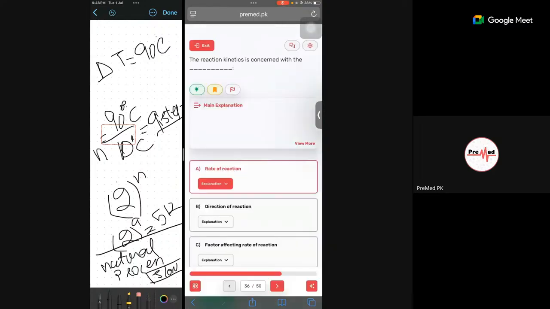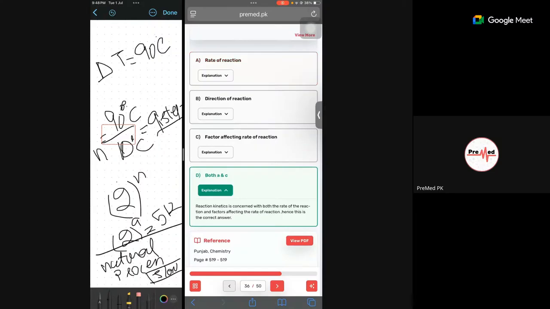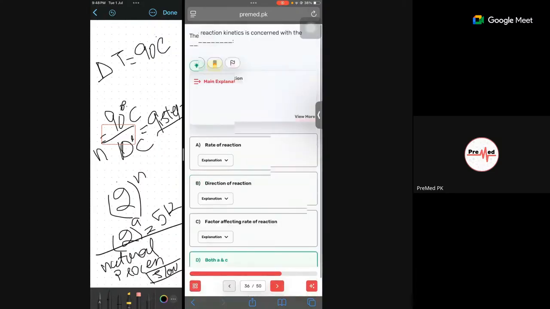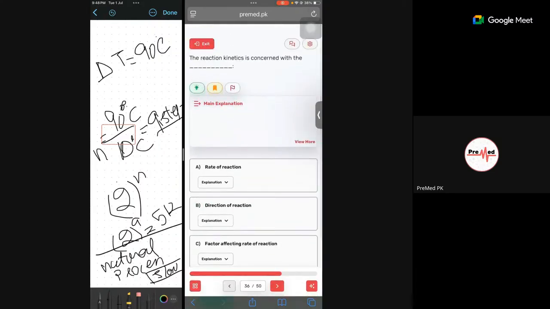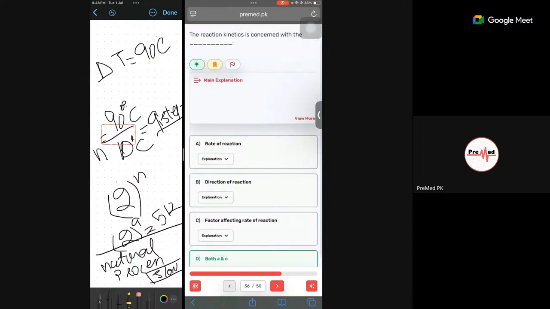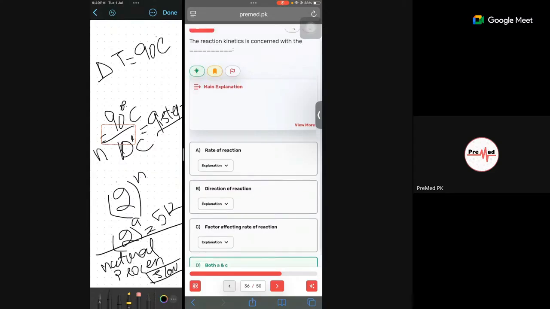Next one we have is: reaction kinetics is concerned with what? This is such an easy MCQ, but you have to read almost all the options and then mark the answer. Reaction kinetics is concerned with the rate of reaction, the direction of reaction, or factors affecting both, A and C. The correct option is going to be A and C and not B. Why not B? Because in reaction kinetics, we are talking about how a particular reaction is working, but not the direction of reaction.